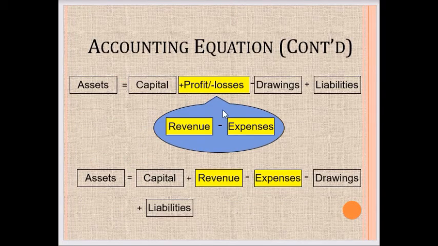So this slide explains deeper on how to get the profit or loss. The difference between profit or loss is that you gain a profit when the revenue is bigger than expenses. You gain a loss when the expenses are bigger than the revenue. So if you replace the profit and loss, this is the general accounting equation. Assets equals capital plus revenue minus expenses minus drawing.